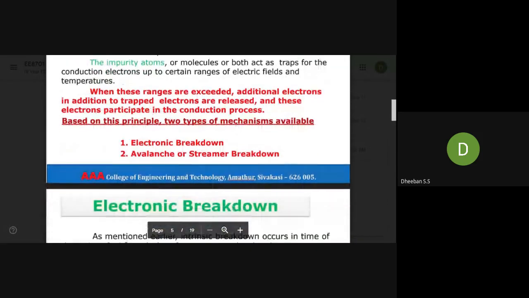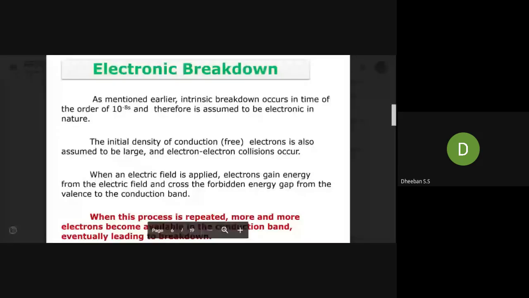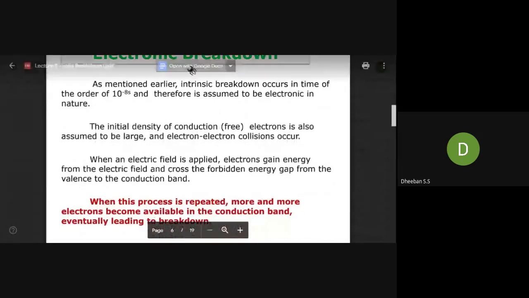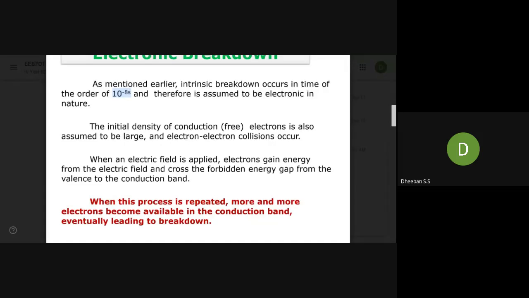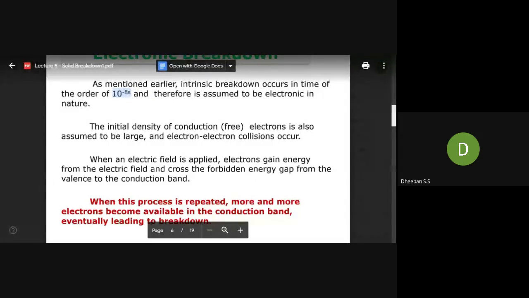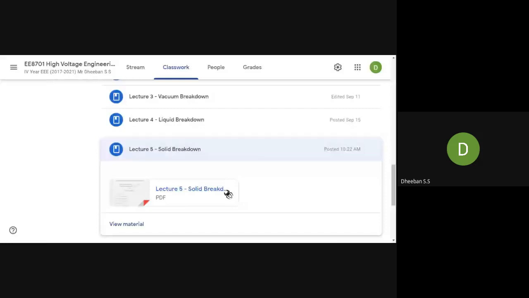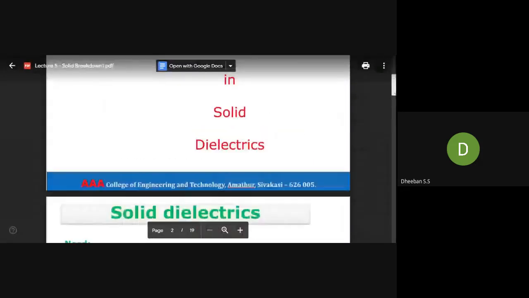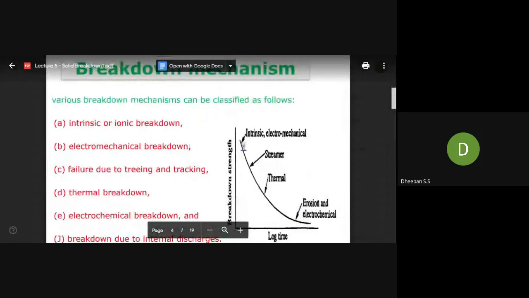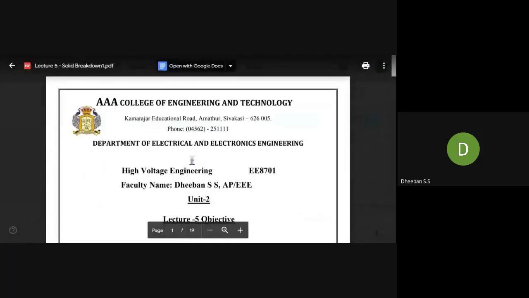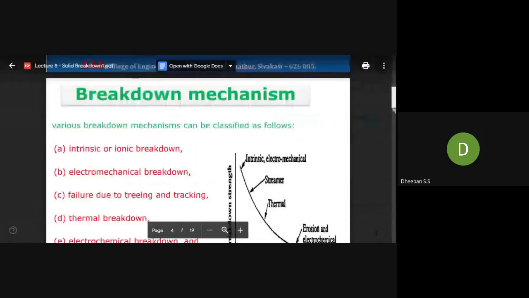Intrinsic breakdown occurs in time. Each breakdown mechanism has a time period, as we have seen in the log time period graph. As you can see here, it takes the minimum time duration for the breakdown process to occur. So here you can see, this value will be in the range of 10 power minus 8.